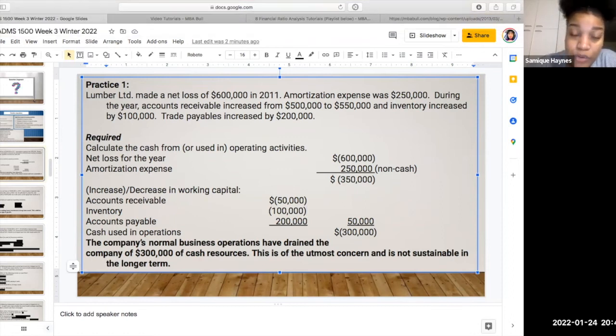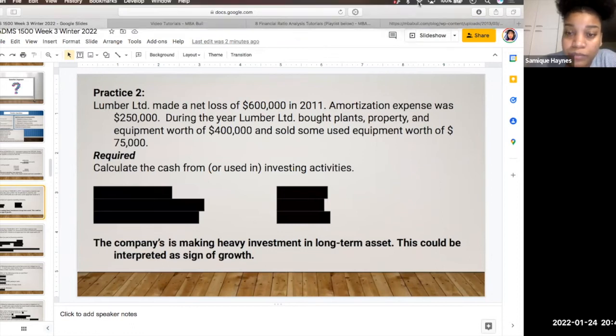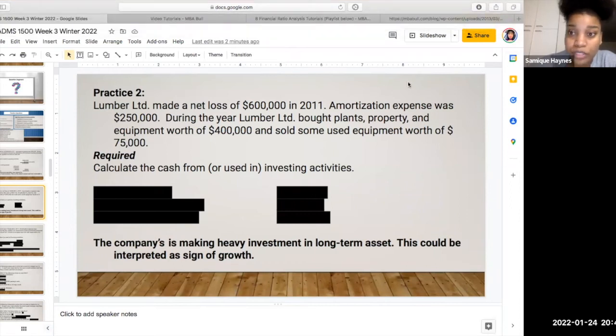All right, let's try another one. Calculate the cash from or used in investing activities for this one. Another 1 minute, so by 8:50, I'll ask you. Remember, in accounting, you're gonna see information that you don't need, okay? Don't use the information you don't need, ignore it.